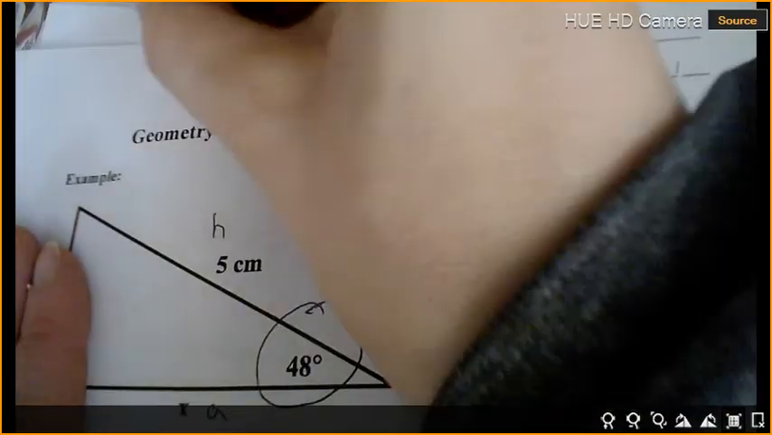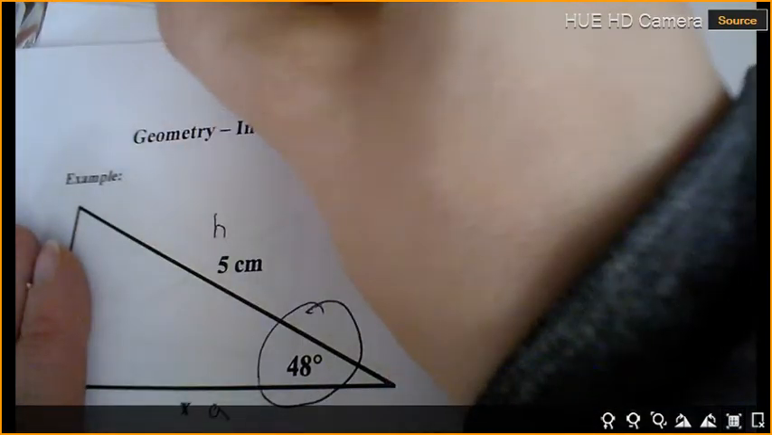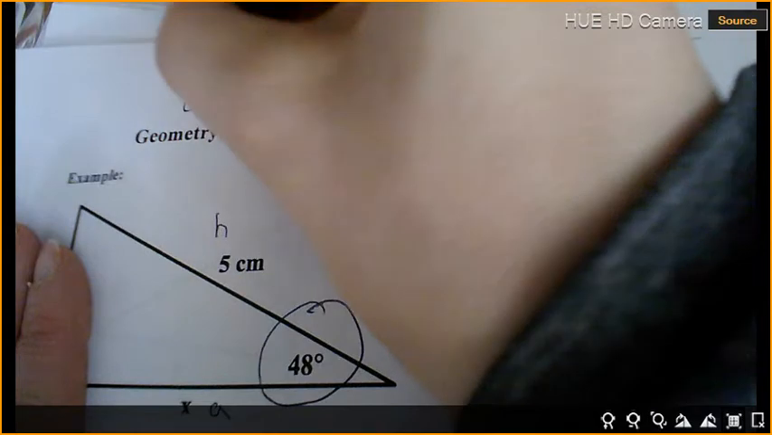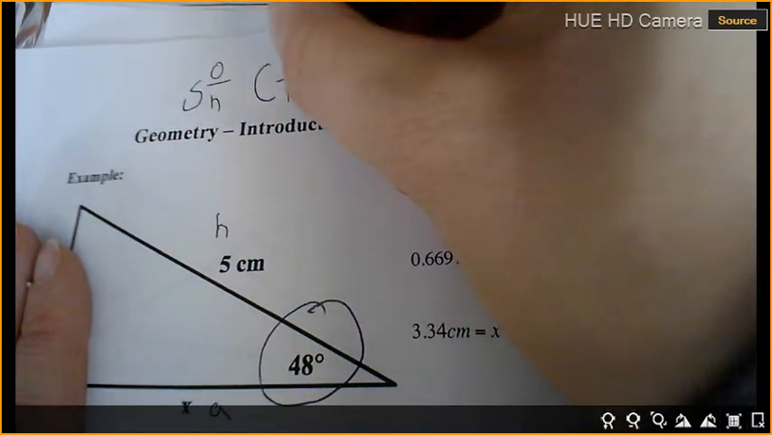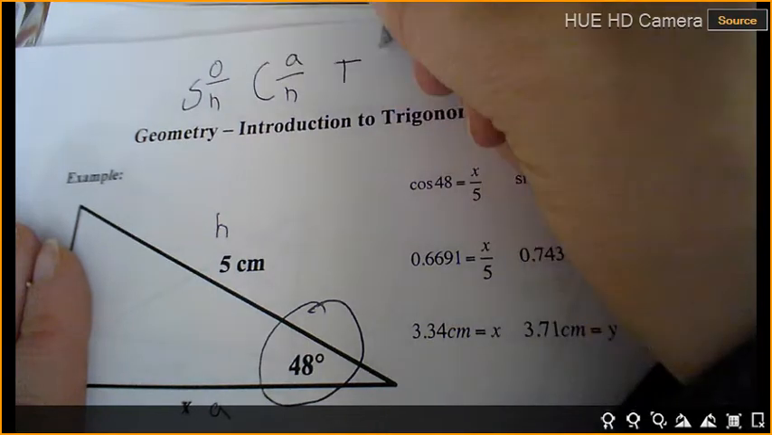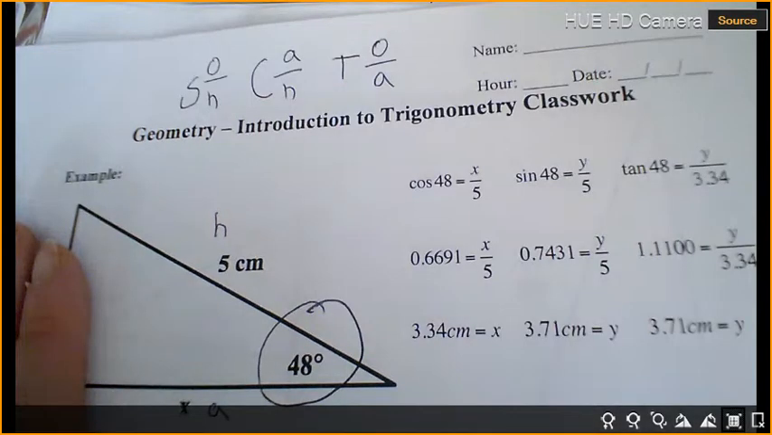And I like to write SOHCAHTOA at the top of my paper to remember. Sine is opposite over hypotenuse. Cosine is adjacent over hypotenuse. And tangent is opposite over adjacent. SOHCAHTOA.